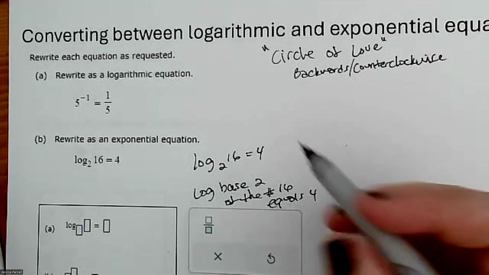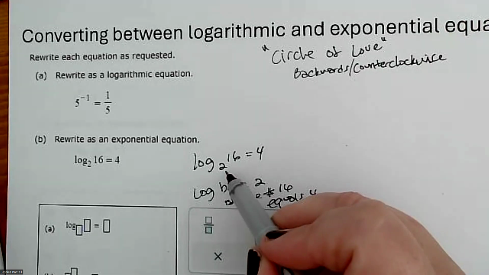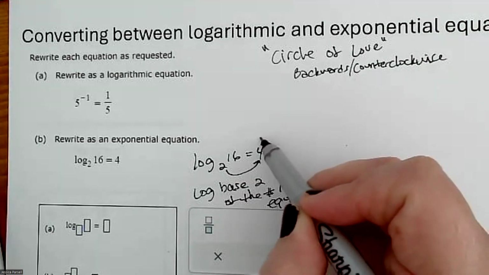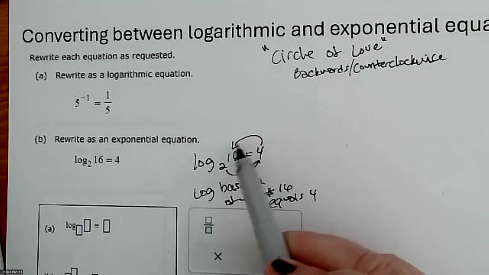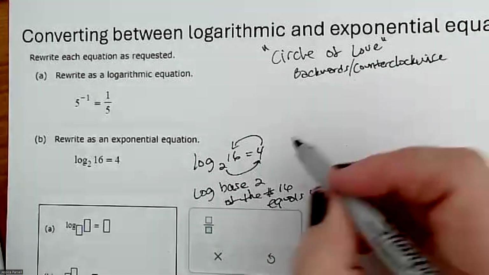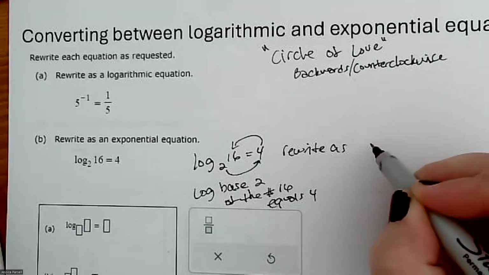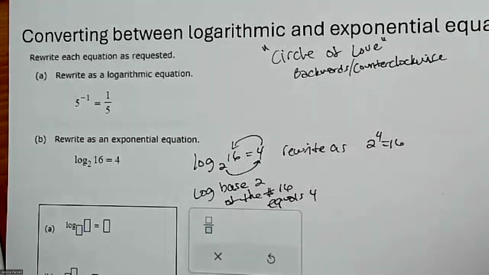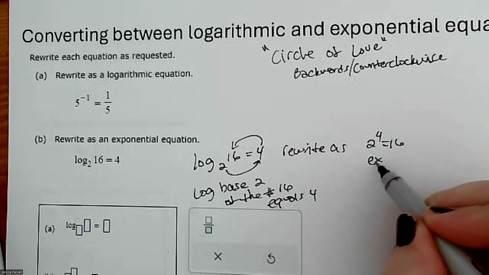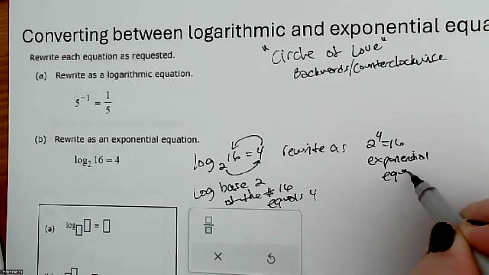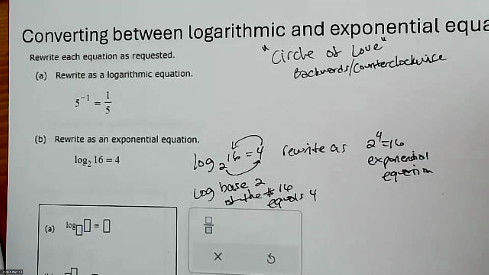Okay, so you're going to start down here with this little 2. This is the base. You're going to put a little arrow pointing to that. You're going to go like that. So see how that's like a counterclockwise motion? So you're going to rewrite this as 2 to the 4th power equals 16. And now this is written as an exponential equation. And 2 to the 4th power does equal 16. That's really 2 times 2 times 2 times 2.